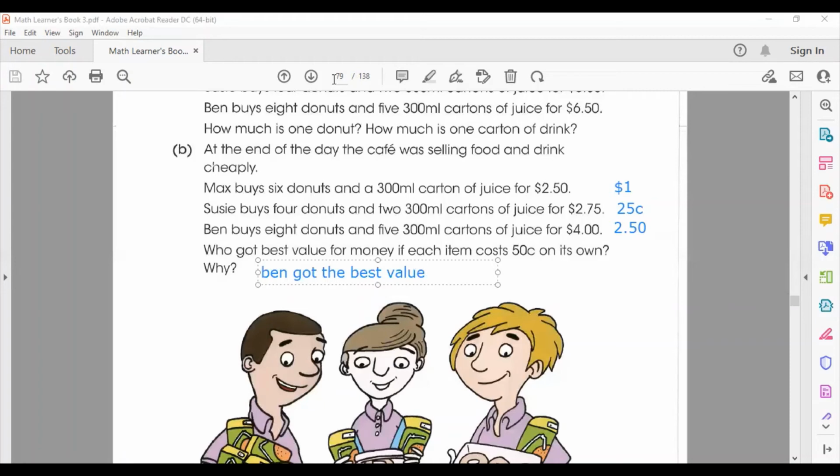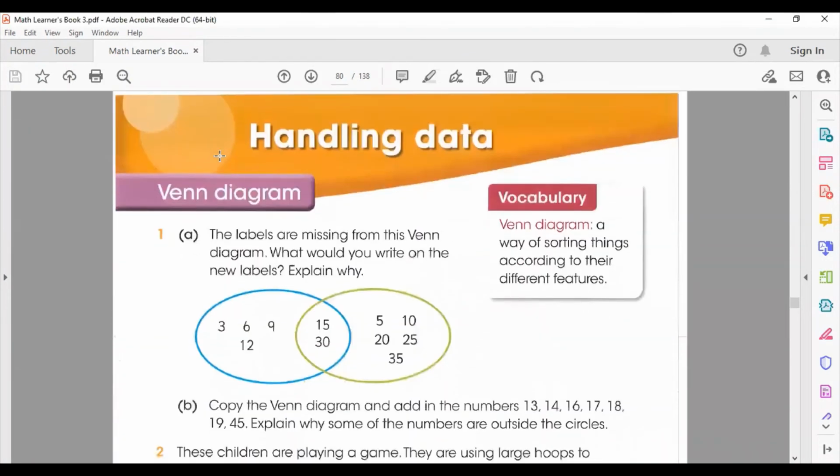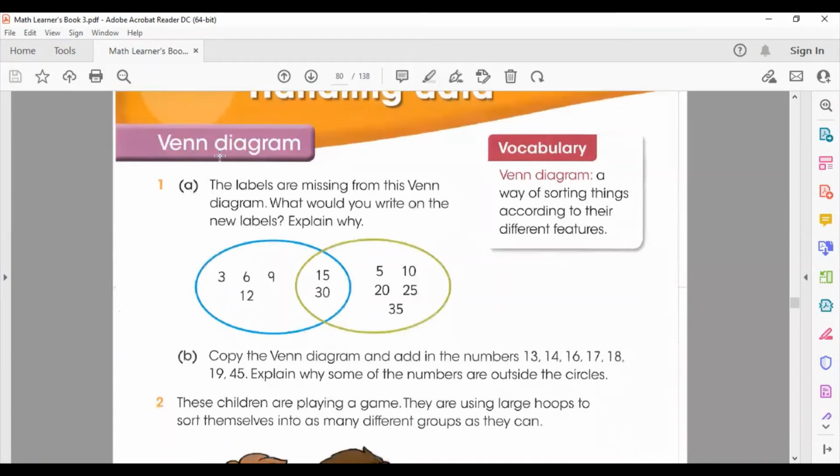Let us move to the next questions. Handling data. Venn diagram. What's a Venn diagram? A way of sorting things according to their different features. In a Venn diagram, according to their features, we put them in the same place. Question number 1, part A. The labels are missing for the Venn diagram. What would you write on the new label?